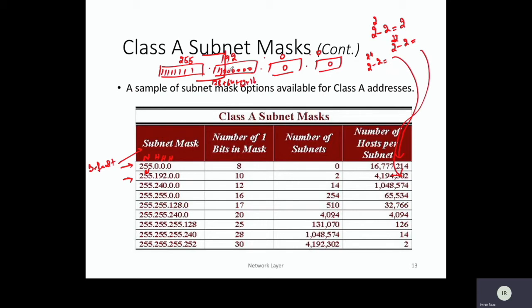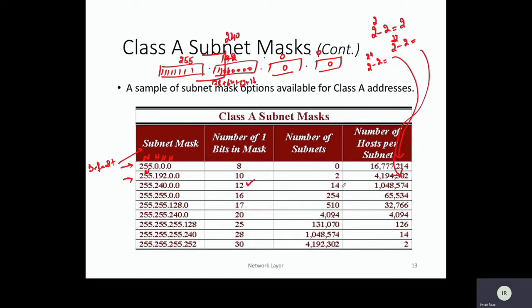So this bit is also 1, this bit is also 1, right? And now the value would be 240. So the mask is 255.240.0.0. How many bits are borrowed now? 1, 2, 3, 4, right? So 8 bits were already there by default. So 8 plus 4, we have 12 bits for masking now, right?